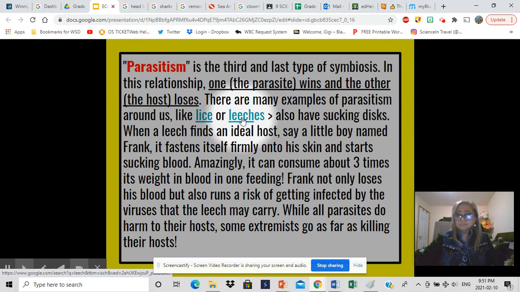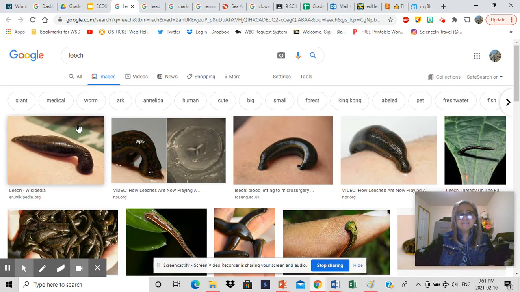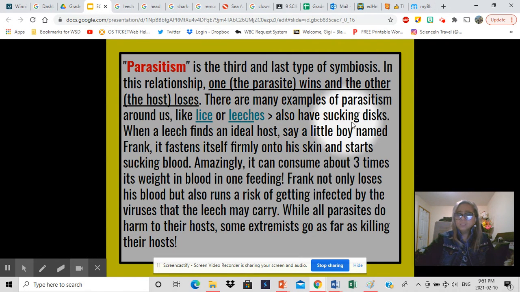Now, or leeches. So, what do they look like? Maybe in rivers you get to see them, even in some plants, right? They kind of cling right away to your skin. They also have sucking discs, right? When a leech finds an ideal host, say a little boy named Frank or a little girl named Miss F, it fastens itself firmly onto his skin and starts sucking blood. And amazingly, it can consume about 3 times its weight in blood in one feeding.